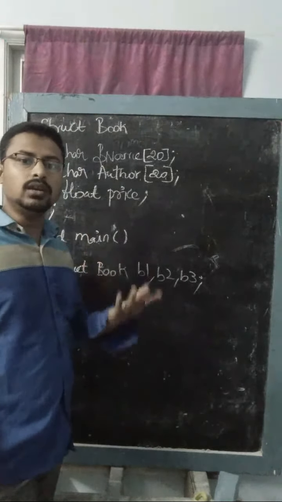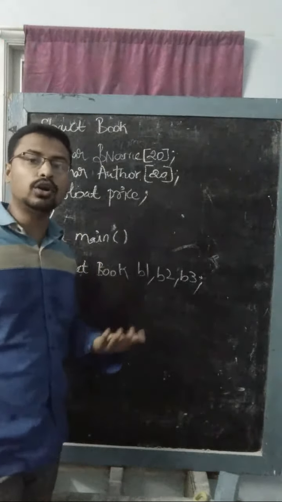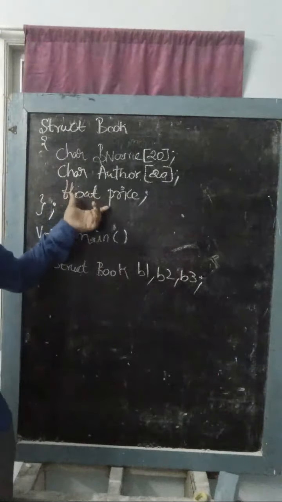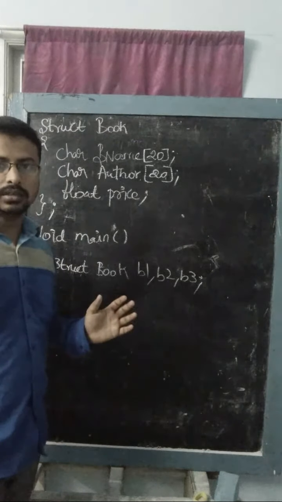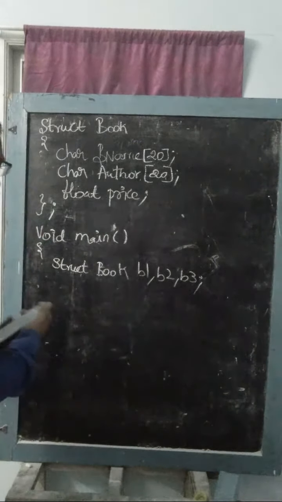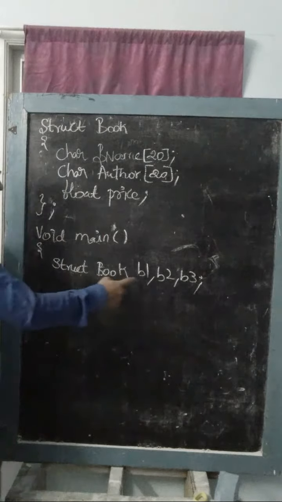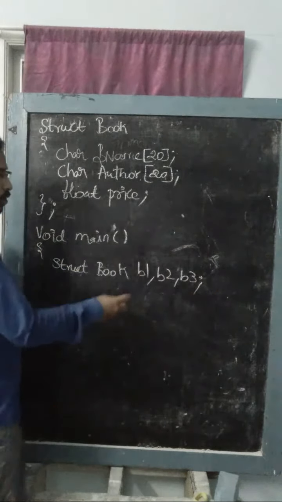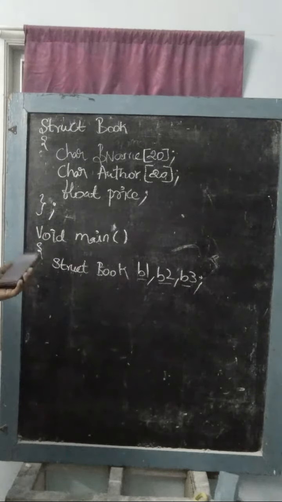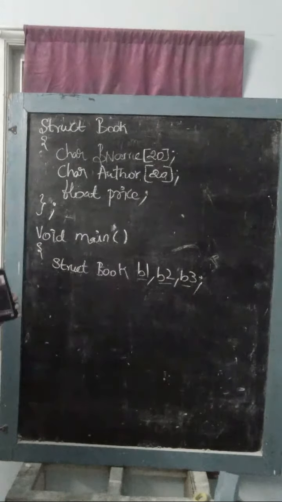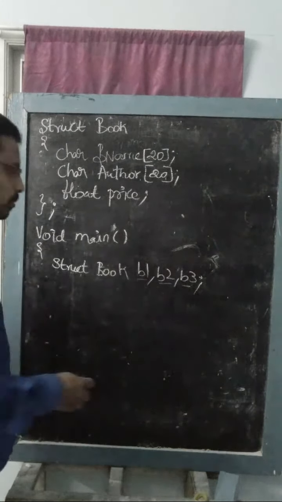So if you need more books, more book details, you have to create more objects. You can create n number of objects. That's the thing we are going to see. So struct book. How many objects did we create? 3 objects we created.